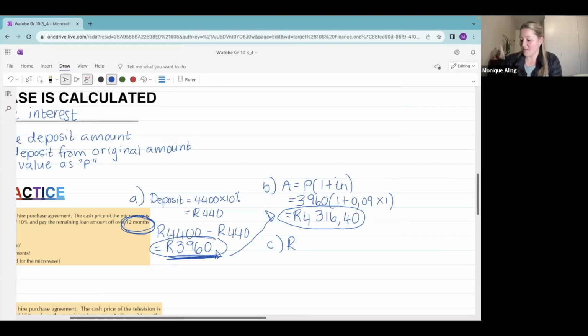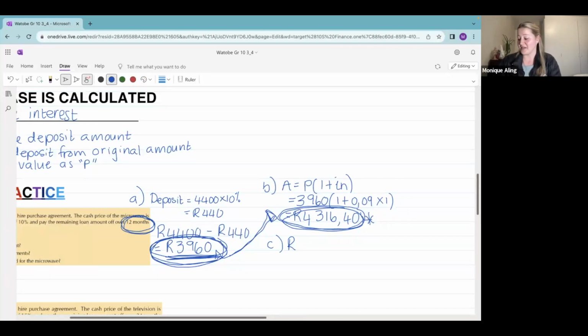This is the loan amount. It was 4,400, but we minus the deposit, so she still owes that. That is how much she's loaning. But now we went and added interest into that amount. So this is how much Angelique now owes. So we don't have to worry about saying loan plus interest. This is our loan plus interest already in one.